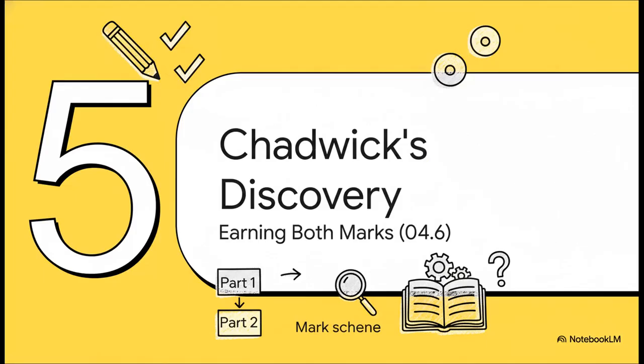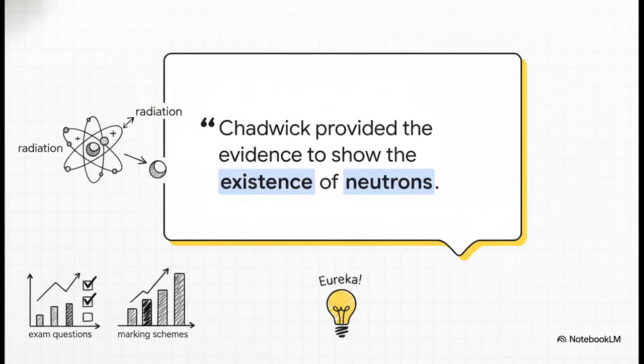Okay, here we go, the 2 marker. These are huge. You've got to make sure you get both points. The mark scheme is super helpful here because it shows us that this is a classic 2-part answer. Let's break down how to get both. Part 1 is just stating the fact. Simple as that. You need to say that Chadwick's big contribution was proving that neutrons existed. You write that sentence down, and you've just locked in your first mark.